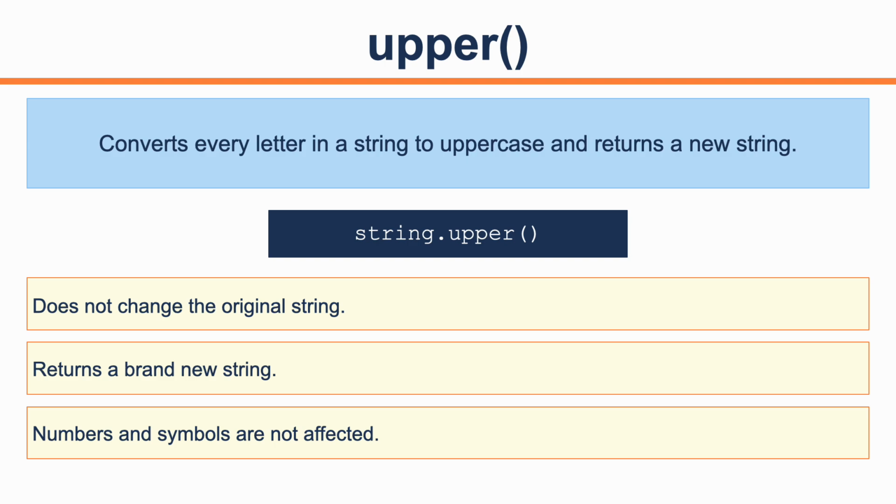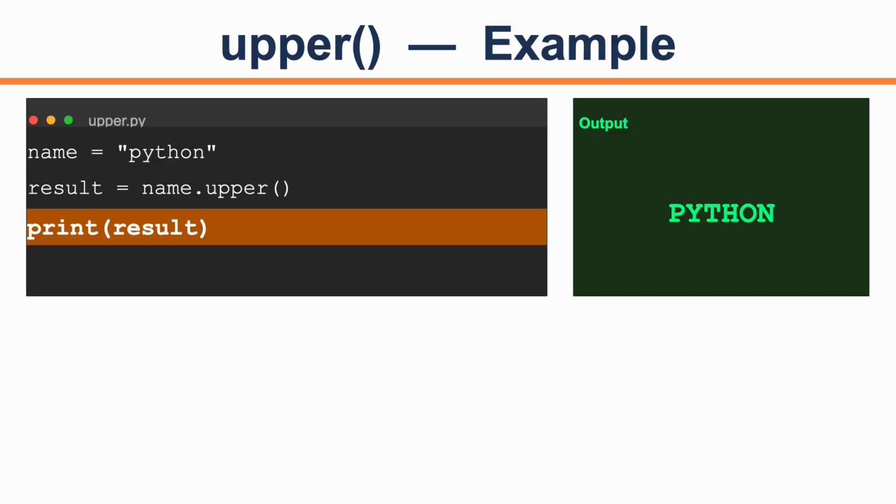The upper method converts every character in a string to uppercase. It does not change the original string. It returns a new string with all letters capitalized. Numbers and symbols in the string are not affected. Here we store the word Python in a variable called name. Calling the upper method on name returns the string Python in all capital letters.